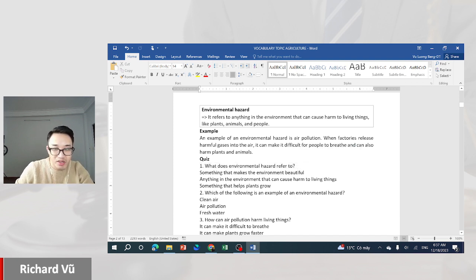What does environmental hazard refer to? Something that makes the environment beautiful. Everything in the environment that can cause harm to living things. Something that helps plants grow. Which one is correct? Yes, this option is the correct one. Anything in the environment that can cause harm to living things.